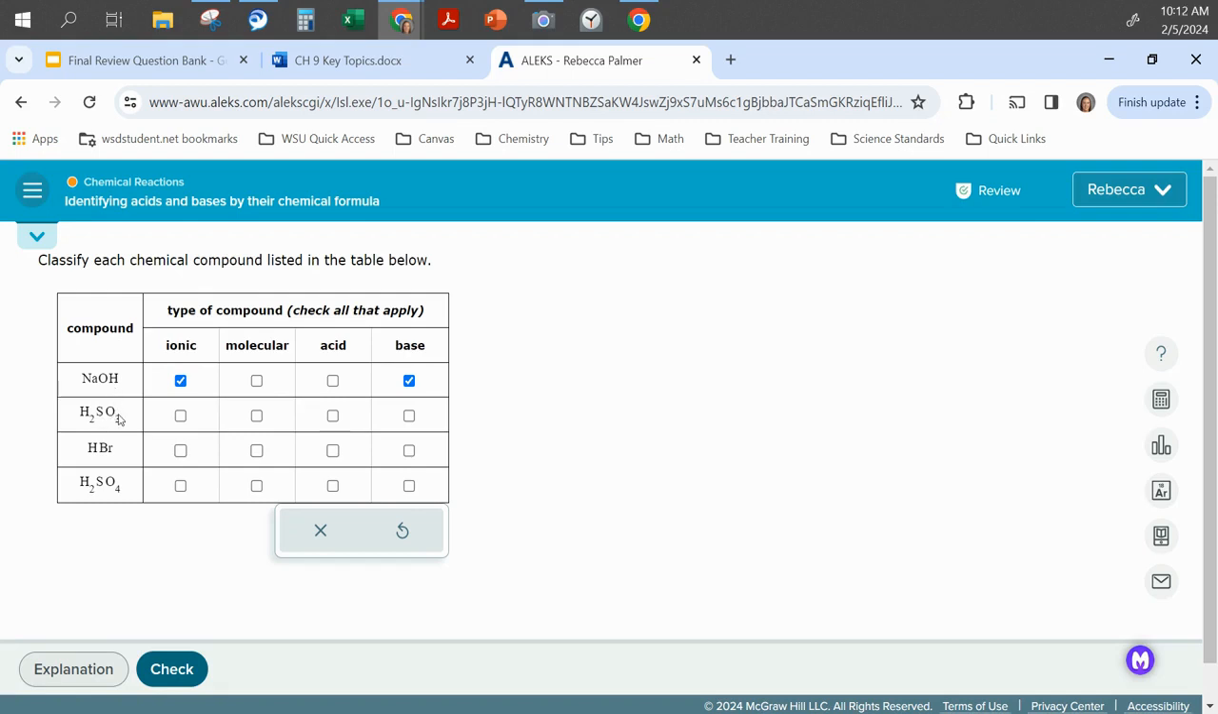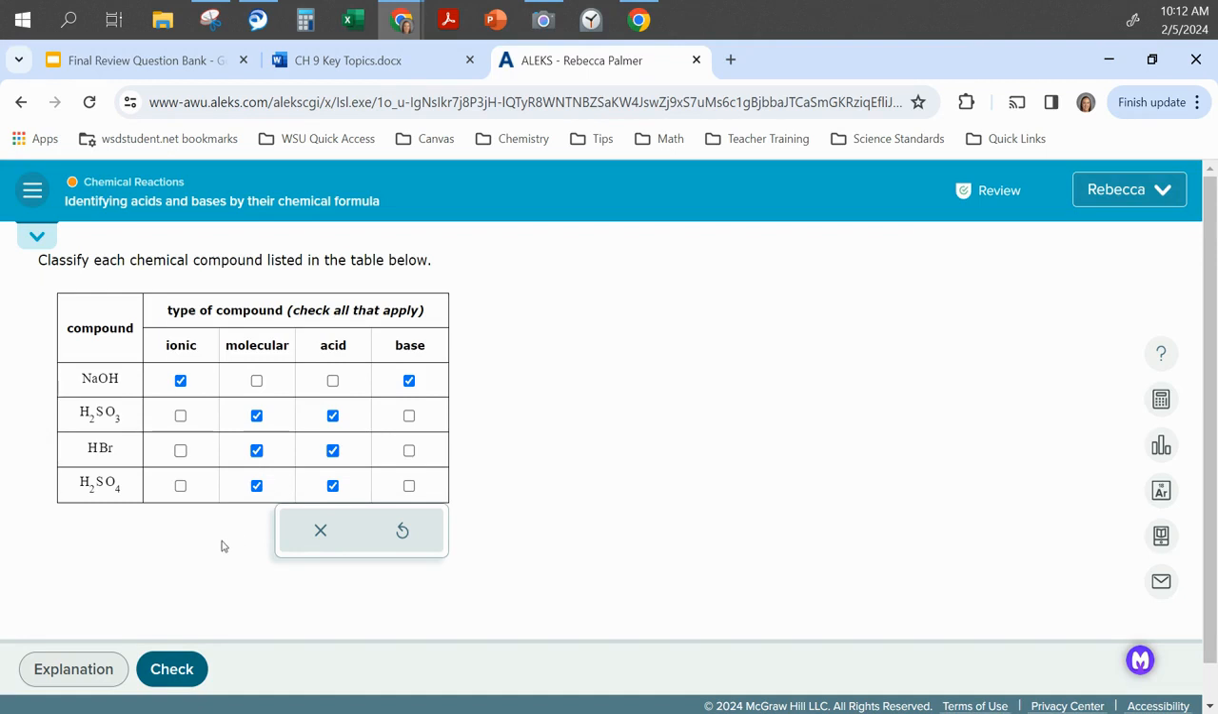Okay, next one is H2SO3. This has a hydrogen at the beginning. It's an acid. It is molecular, no metals. Okay, next one has hydrogen at the beginning. It's an acid. It has no metals. It's molecular. Okay, last one has hydrogen at the beginning. It's an acid and no metals. It's molecular.